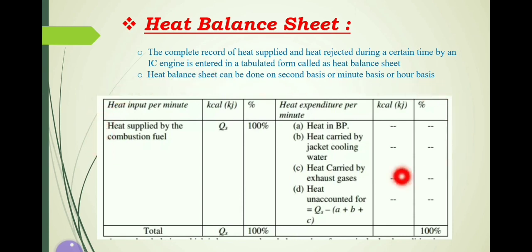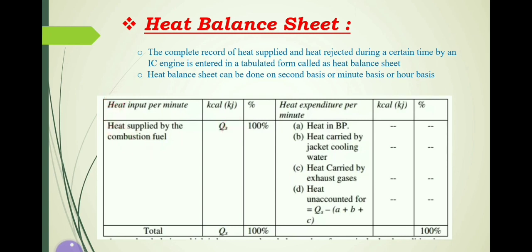In this table we have to show all the power which is going to be generated inside the engine and how this power is going to be distributed up to the last point. That means whatever the first heat input which is generated inside the engine, we have to show at this point, measured in kilocalorie or kilojoule. That is 100% of the power which is generated.